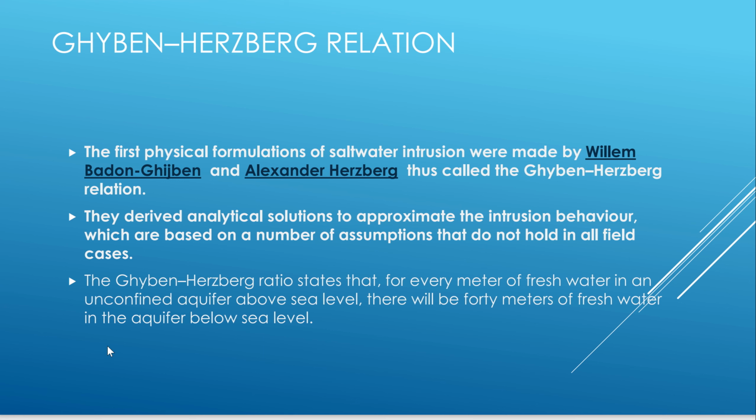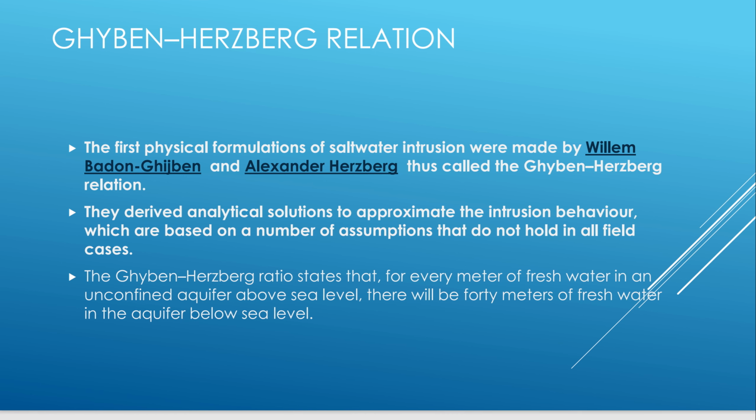So, back to this sentence, the Ghyben-Herzberg ratio states that for every meter of fresh water in an unconfined aquifer above sea level, there will be 40 meters of fresh water in the aquifer below sea level. That is, if H is equal to 1 meter, Z will be equal to 40 meters.